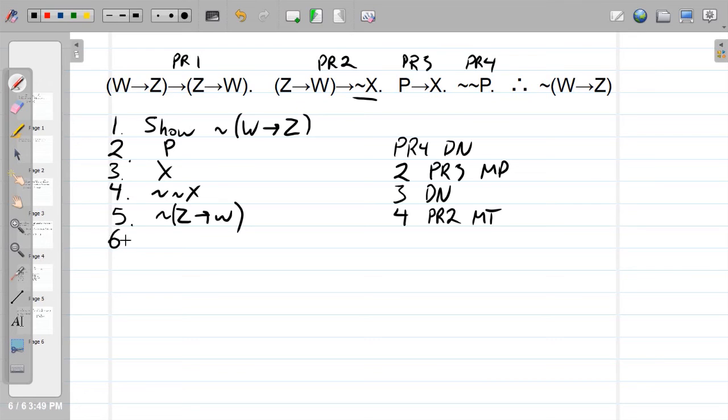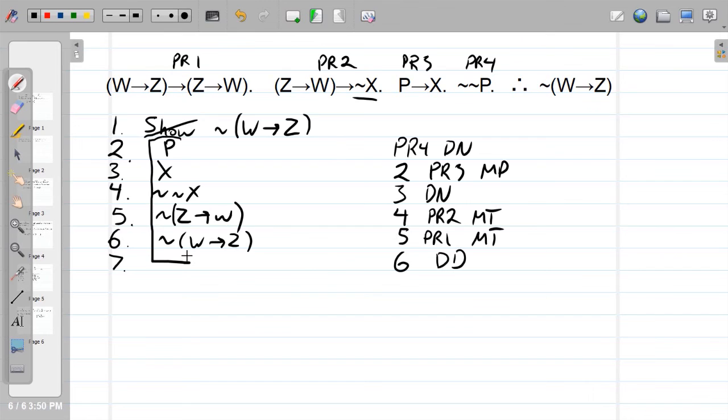Okay. Now, what can we do with if not Z, then W? Well, premise 1 here, that's the negation of this consequent. So we can say line 5, premise 1, modus tollens, giving us, it's not the case that if W, then Z. And that's the thing we were looking for. That's the thing we were trying to get. So line 7, we can say that on line 6, we did a direct derivation. Cancel this show line and box it off.